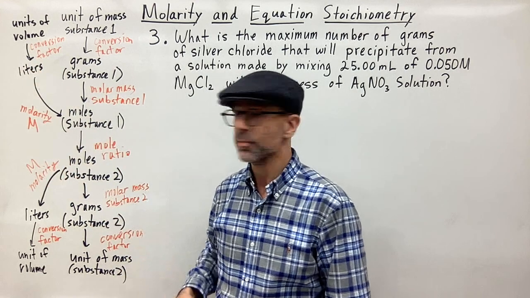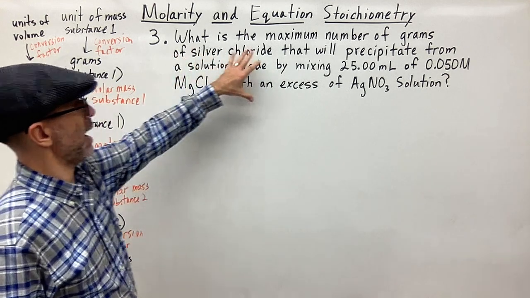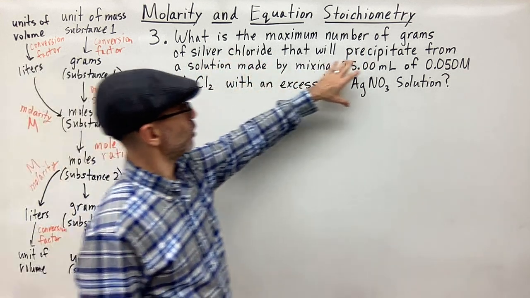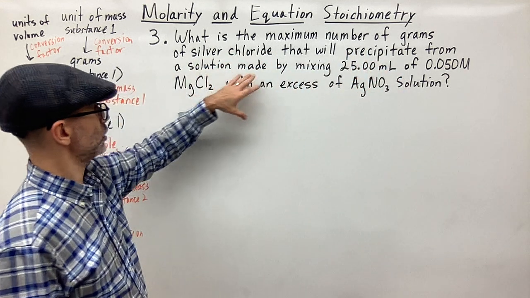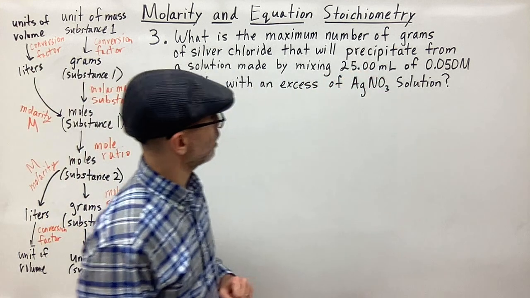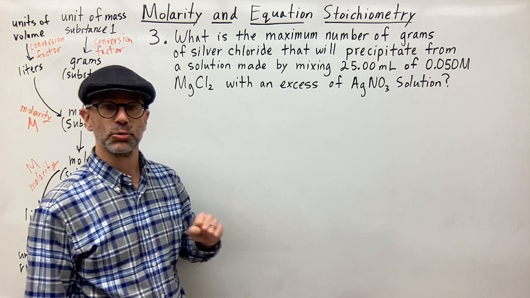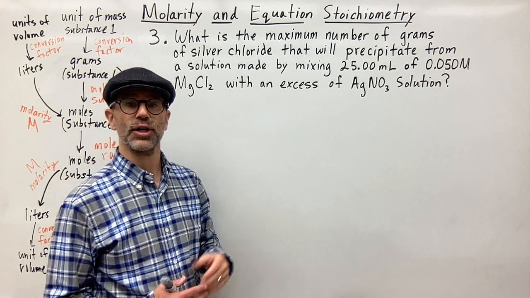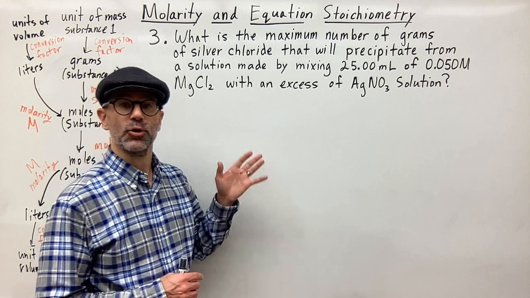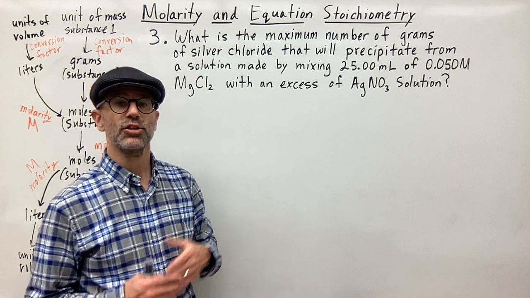So in this problem here, they're asking what is the maximum number of grams of silver chloride that will precipitate from a solution made by mixing 25.00 milliliters of 0.050 molar solution of magnesium chloride with an excess of silver nitrate solution. Okay, so here they want grams, but they're giving us volume and molarity to start with.